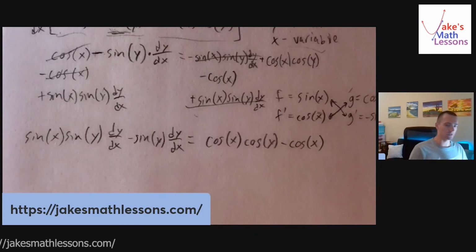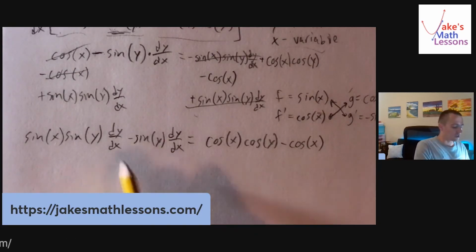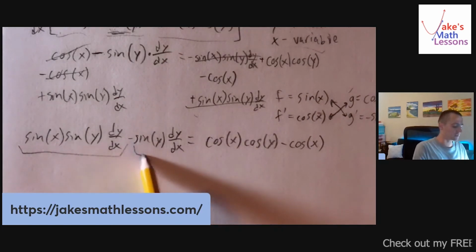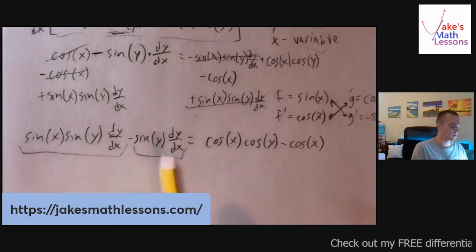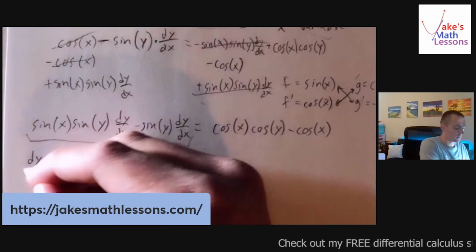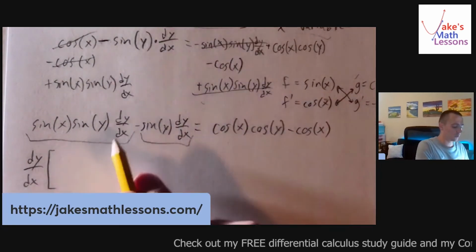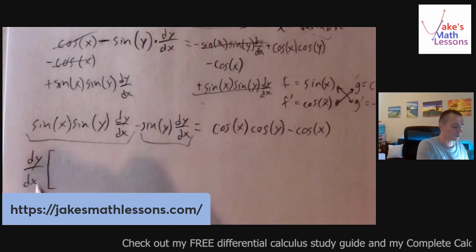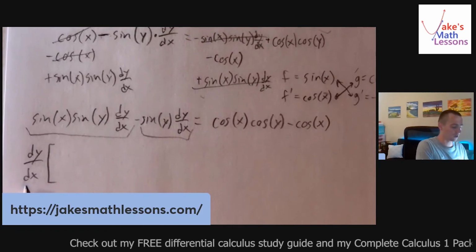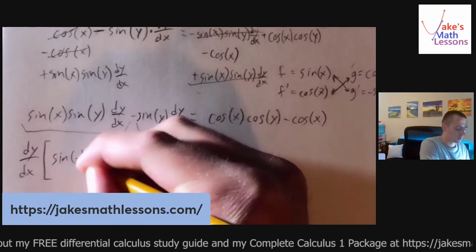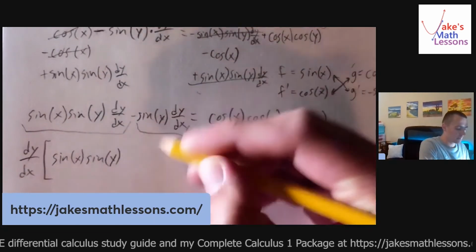So now, once we've gotten all of our dy dx terms on one side, and all of our non-dy dx terms on the other side, since every term on the left side of our equation, in this case there's only two of them, has dy dx in common, we can factor that out of them. The reason this is a really important step is that once we pull the dy dx out of each of these terms, we're just going to have this one dy dx in front here.